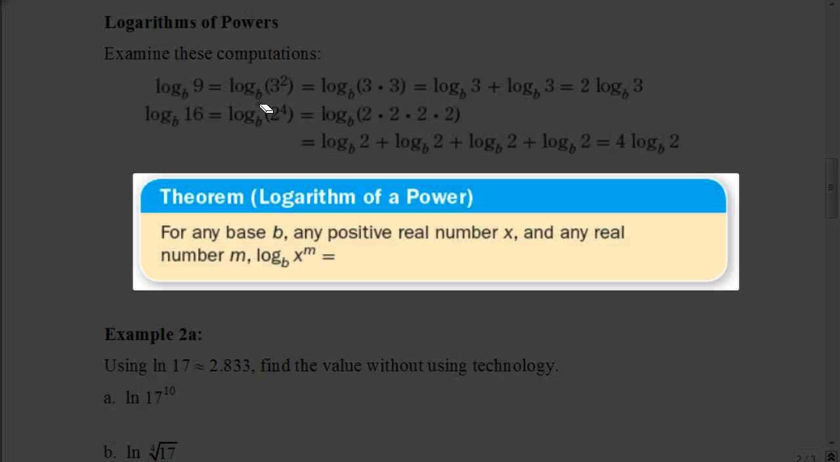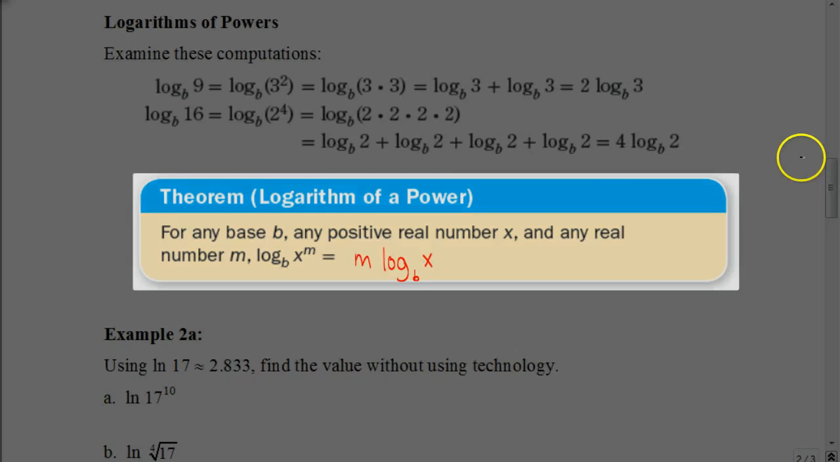So here's what I'm getting at. This next theorem is called the logarithm of a power theorem, which tells you anytime you have an exponent, we can park that exponent in front of our logarithm. So it'll be m times log base b of x. Or it works backwards too, where if you have a number in front of a logarithm, that number can also be used as an exponent for that value.